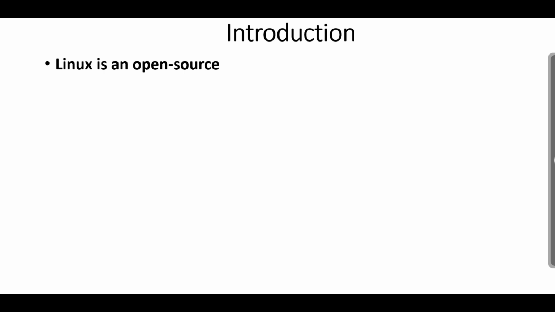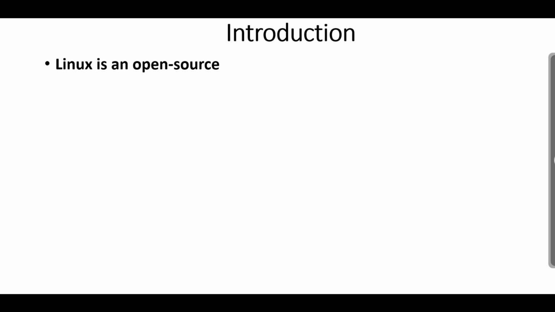So Linux operating system is an open source operating system. What is meant by this? Open source means this code is free. Okay, Linux operating system is free. You can take this Linux operating system and you can use it without any license. You need not purchase anything. You need not pay anything to anyone. You can directly take it and utilize it.